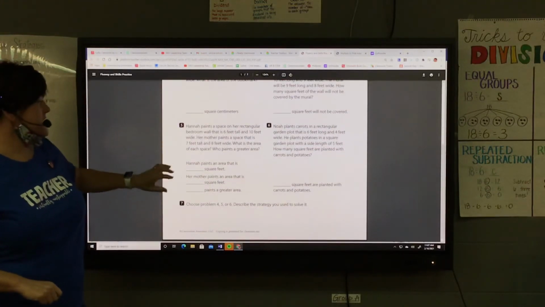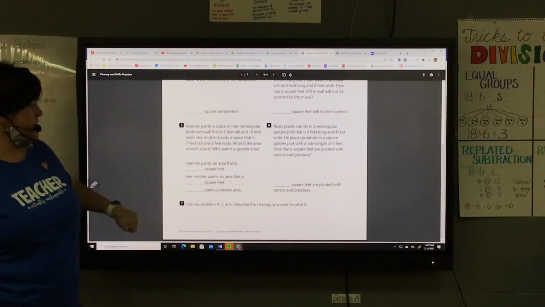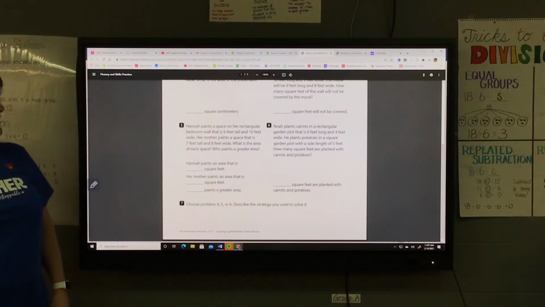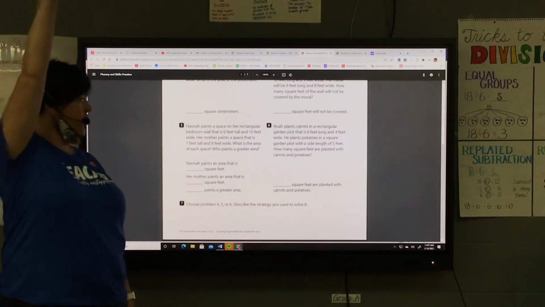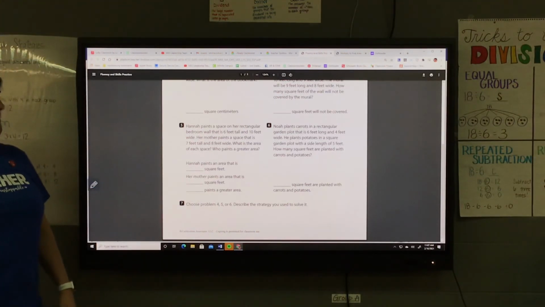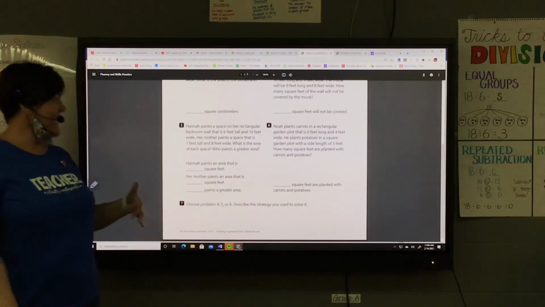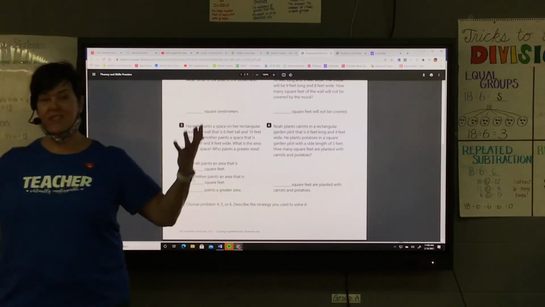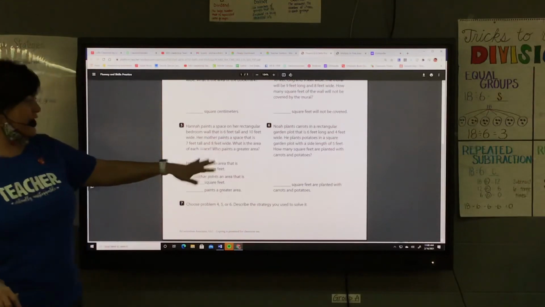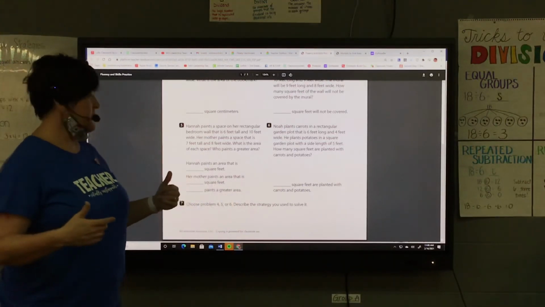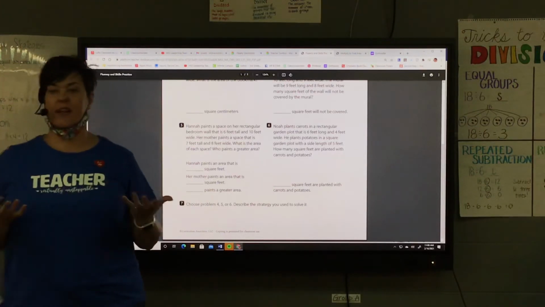Look at 5. Definitely a multi-step problem here too. Hannah paints a space of her rectangular bedroom wall that is 6 feet tall and 10 feet wide. Her mother paints a space that is 7 feet tall and 8 feet wide. What is the area of each space? And then who paints a greater area? So how many equations are you going to have to solve here?